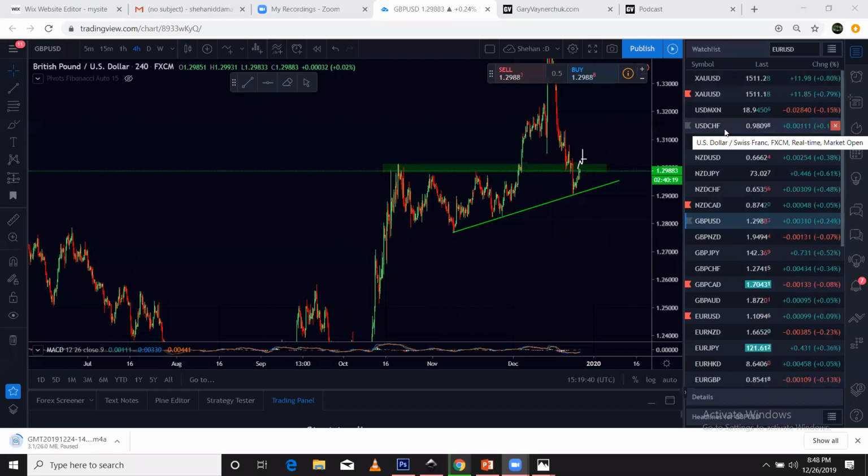When it comes to pairs also, there are high liquid pairs and low liquid pairs. So I will talk about this tomorrow. Today's not the day, because it's advanced. And other than that, any other questions?